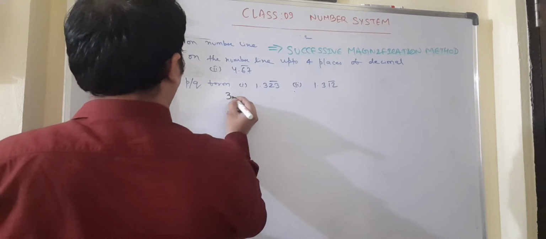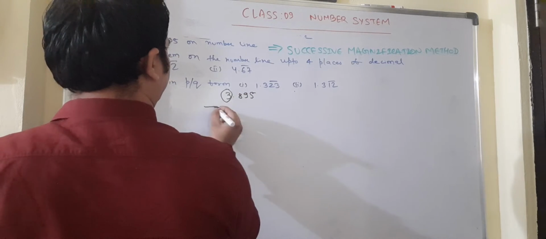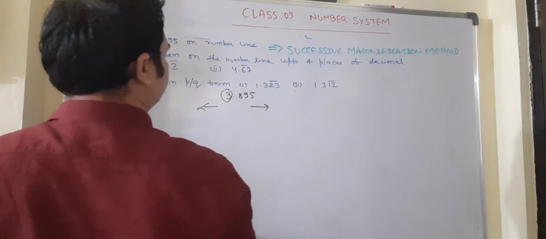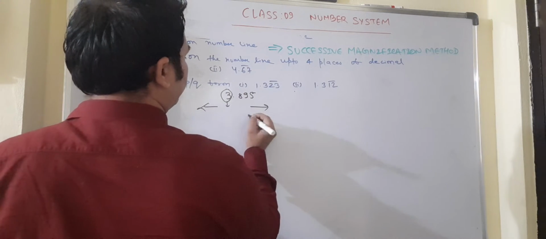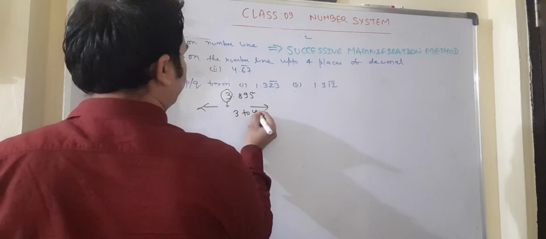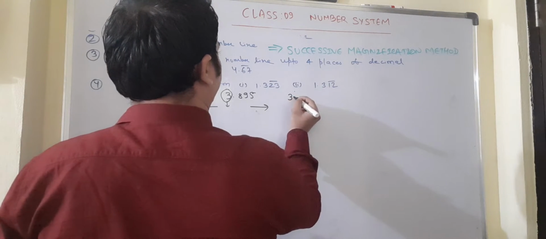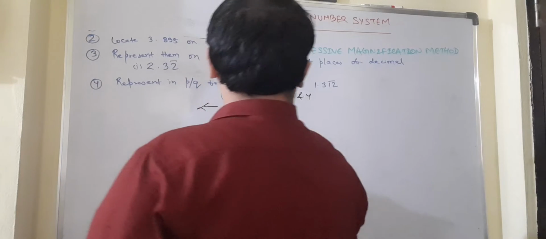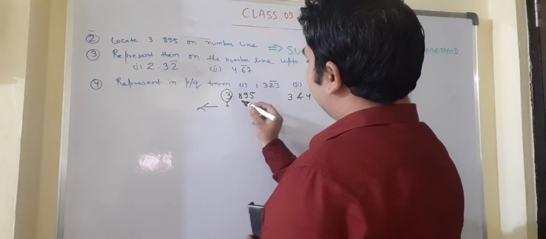See, 3.895, what comes first? 3. Is it to the right of 3 or to the left of 3? It has exceeded 3 and is going towards 4, so it is to the right of 3. So that means it is between 3 and 4. First step will be, it is located between 3 and 4. Now you have drawn this 3 and 4, where it will lie. Next is 3.895.